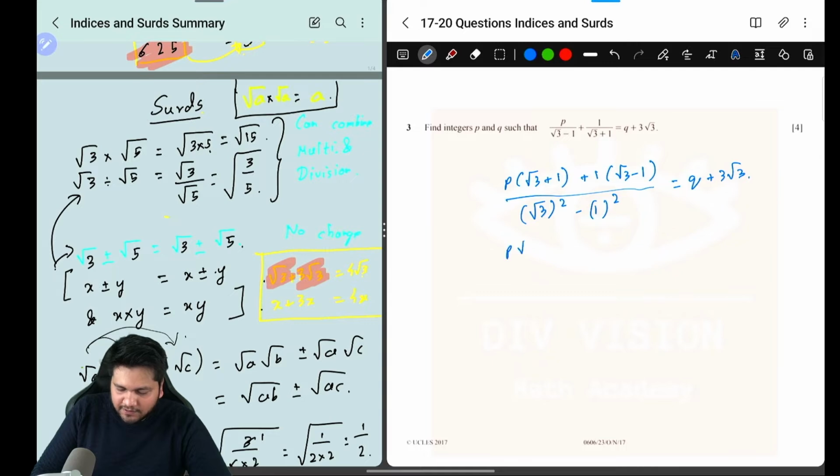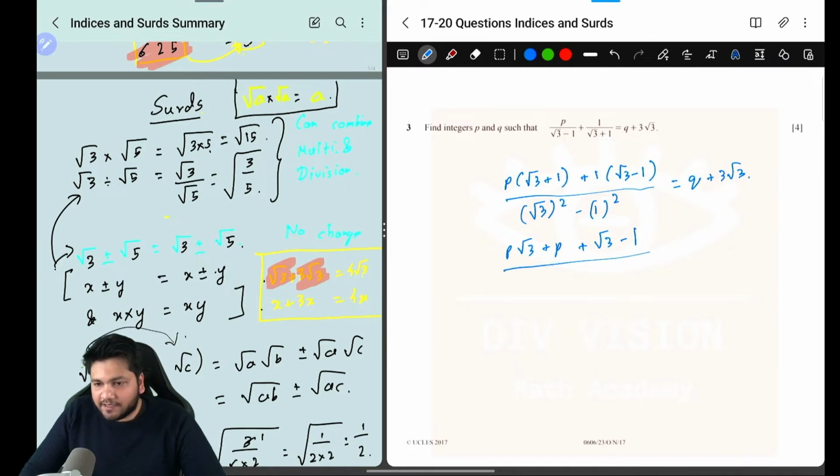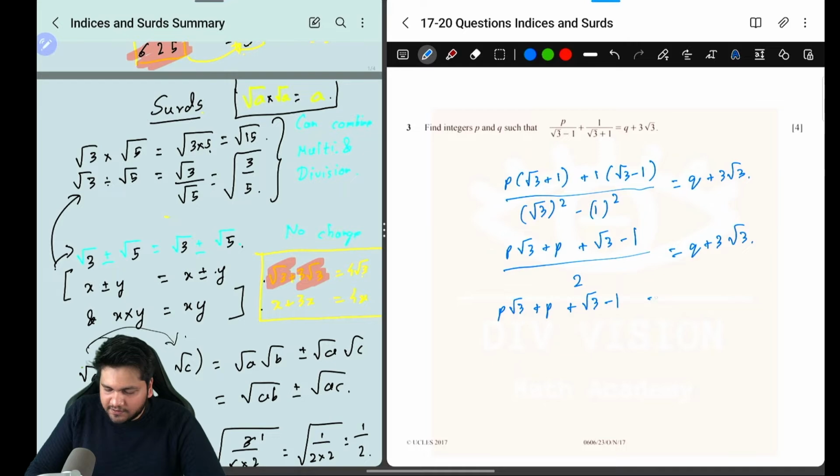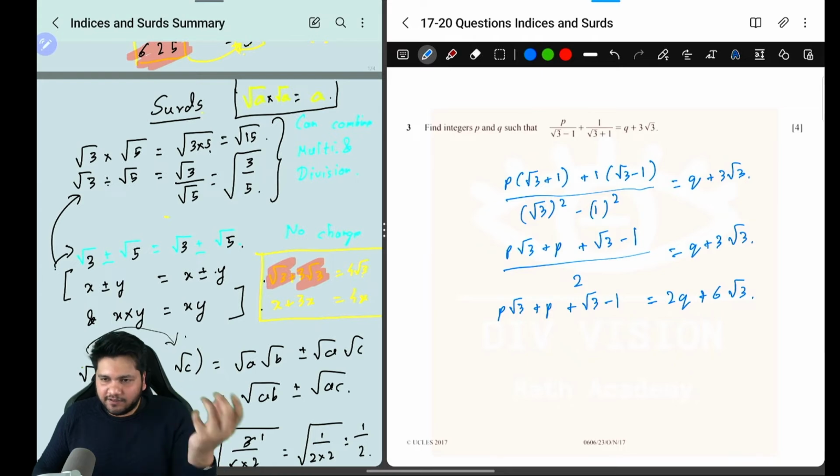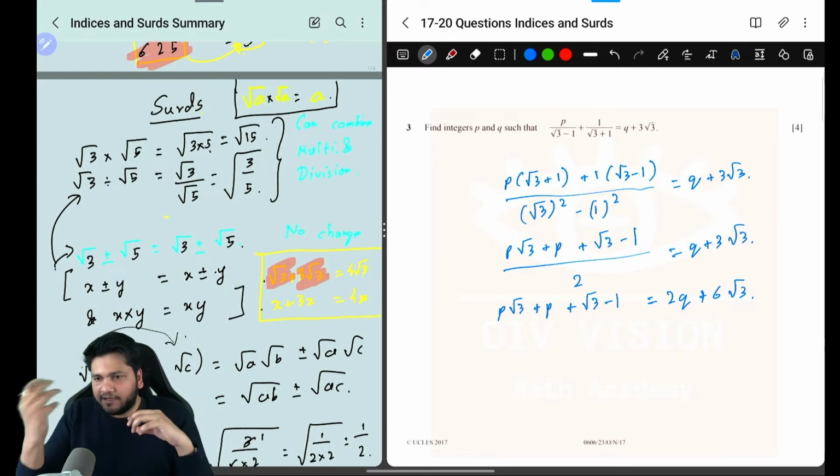Now, p will be multiplied over here, just like a distributive property. So it's going to be p root 3 plus p plus root 3 minus 1 upon, this is nothing but 3 minus 1, which I'll just make as 2, which is q plus 3 root 3. And now we'll just move this 2 to the other side. We'll get p root 3 plus p plus root 3 minus 1 is equal to 2q plus 6 root 3. Now the thing is, here as you can see, there are some terms with respect to root 3, there are some integer terms.